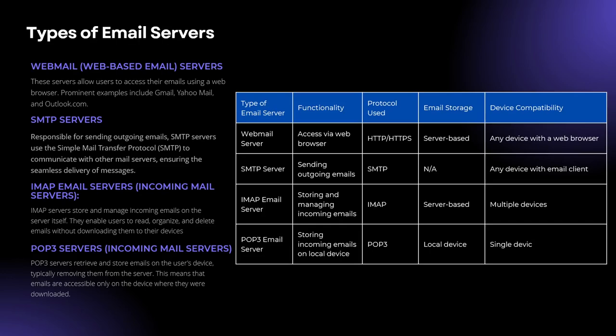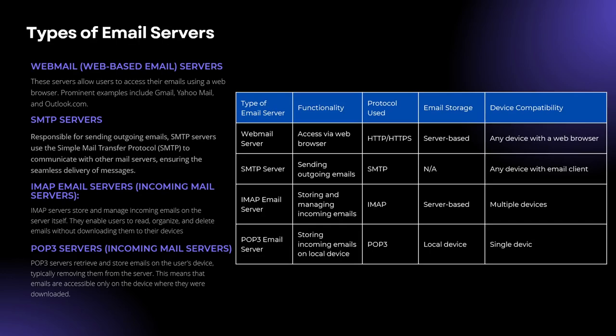And so generally these SMTP servers are used for the outgoing emails. And there are IMAP email servers available. The IMAP mail servers are generally used for the incoming mail facility. IMAP servers store and manage incoming mails on the server itself. They enable users to read, organize, and delete emails without downloading them to their devices. Simply, these IMAP email servers don't download the emails to the email client. Generally, the email client program will display the email that is on the email server.